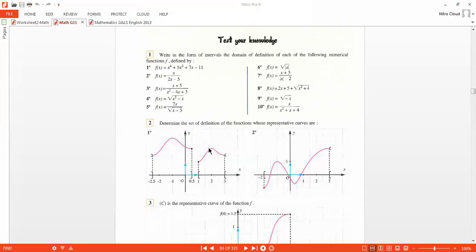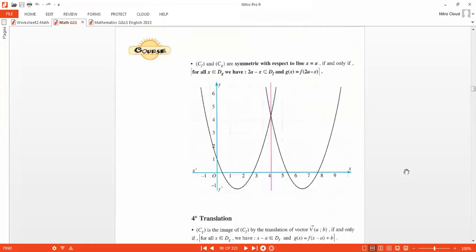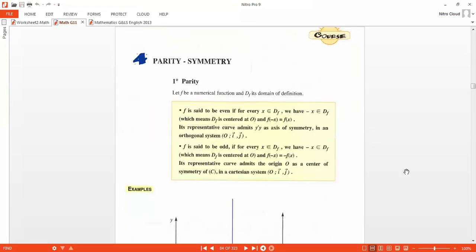Now, also, we've talked about the parity. So let us go back to the parity of a function. What's the meaning of the parity of a function? The parity says a function could be even or odd or neither. But if it's odd or even, it helps us a lot in our drawing. So let us read this.